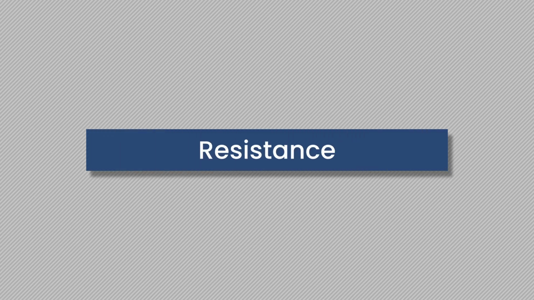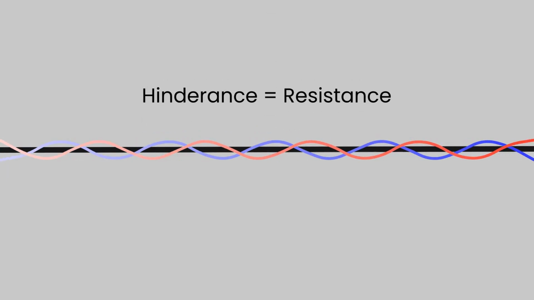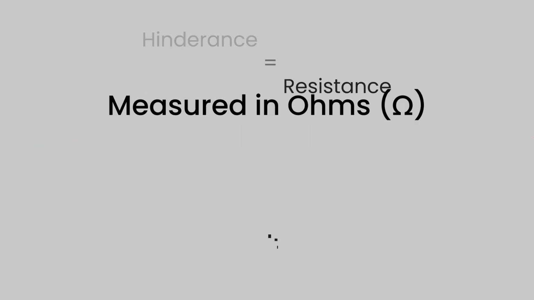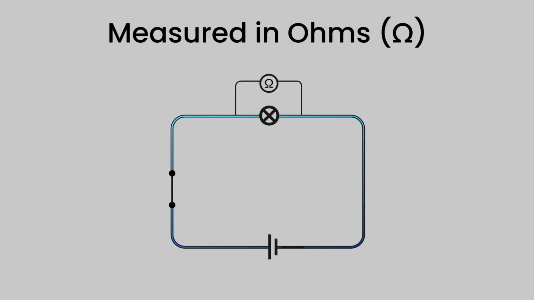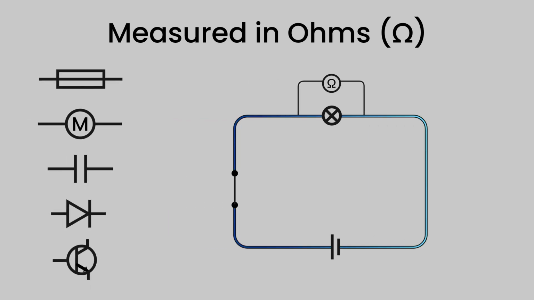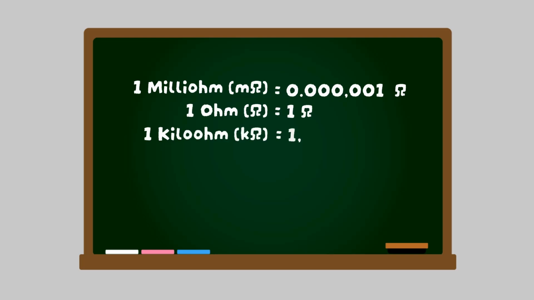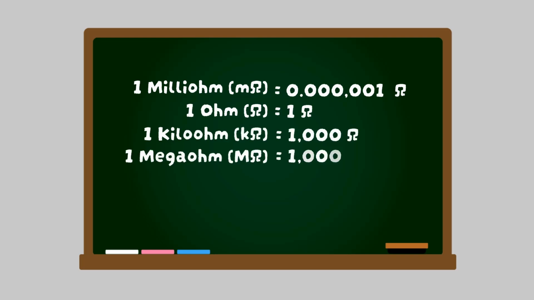Measuring electrical resistance. When electrons flow through a conductor, the flow is hindered. This hindrance is called resistance. It is measured in ohms, with an ohmmeter or again with a multimeter set to ohms. Every component in a circuit has resistance, including the wires. The prefixes are used as follows. 1 milliohm is 0.001 ohms. 1 ohm is 1 ohm. 1 kilo ohm is 1000 ohms, and a mega ohm is 1 million ohms.